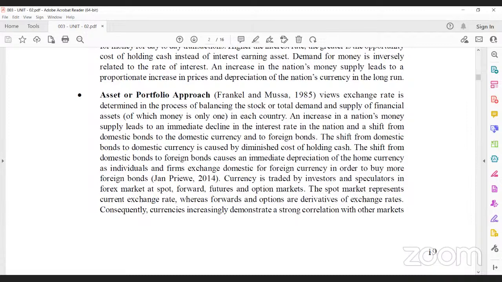Now, this currency is traded by investors and speculators in forex markets at spot, forward, futures, and option markets. All these concepts we have discussed in the previous class. The spot market represents the current exchange rate, whereas forwards and options are derivatives of exchange rates.